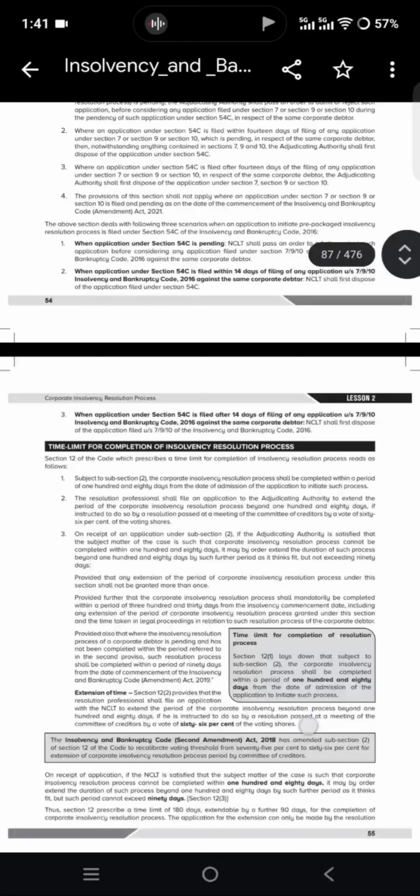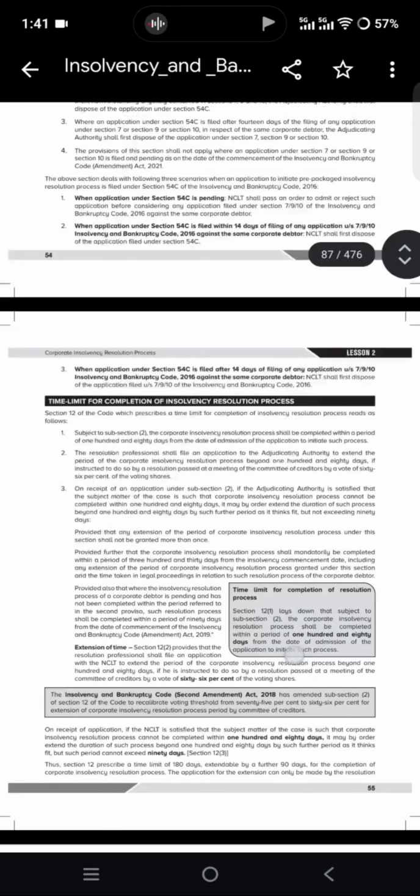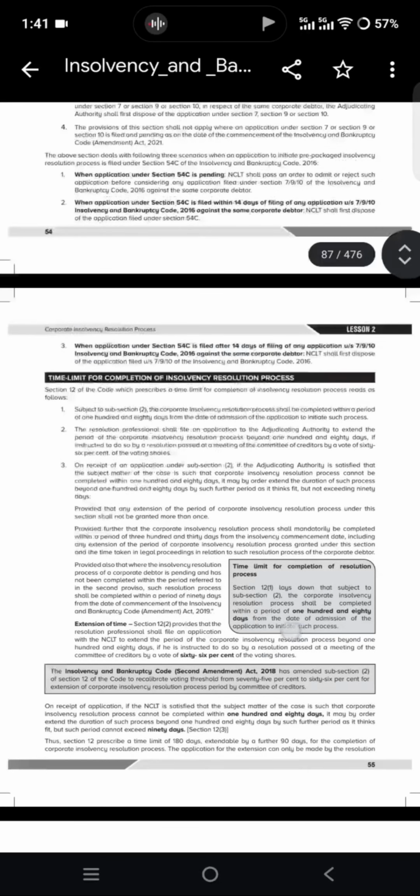So in conclusion, first PPIRP only filed, so PPIRP only will be looked after. And second, first CIRP only filed, but within 14 days PPIRP also filed, so PPIRP. And third one, first CIRP only filed, but after 14 days PPIRP has been filed, so CIRP. In the first two PPIRP, in the third one CIRP.